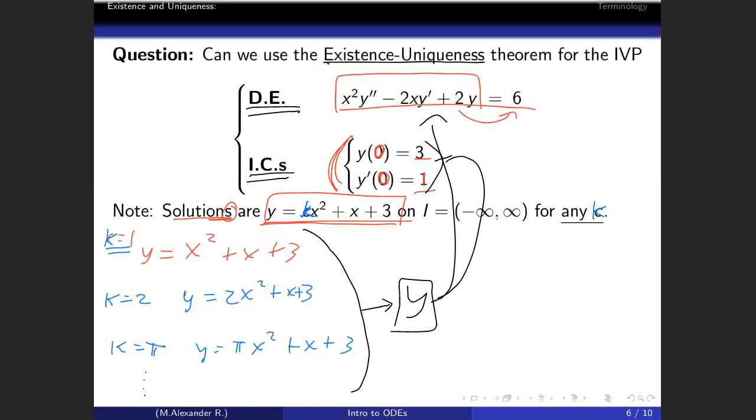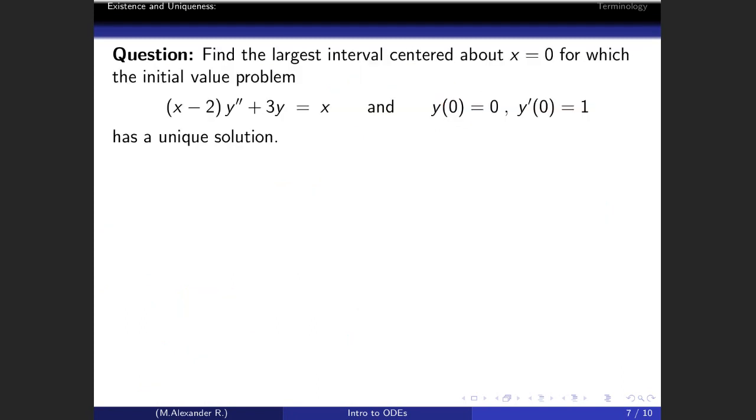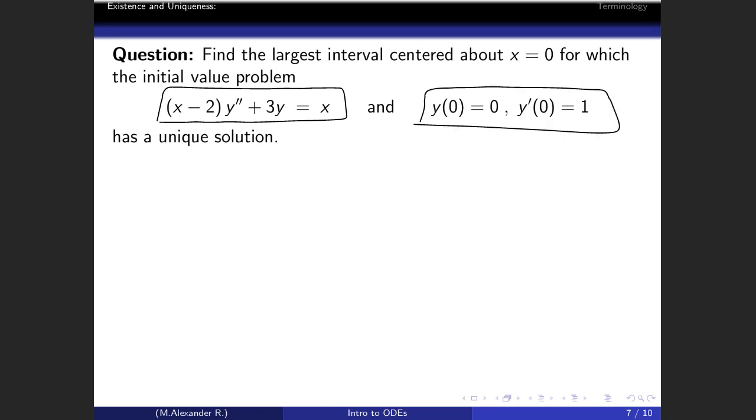So now I want to give you a different flavor of the type of questions that you might see for this type of topic, about the existence and uniqueness. The question says, find the largest interval centered about x equal to 0 for which the initial value problem, which is given here, this is the differential equation, and then these are the initial conditions, has a unique solution. The question is not asking you to solve the problem. We're not there yet. So actually, this problem takes a little bit more to solve.